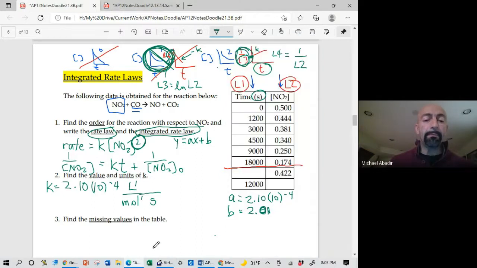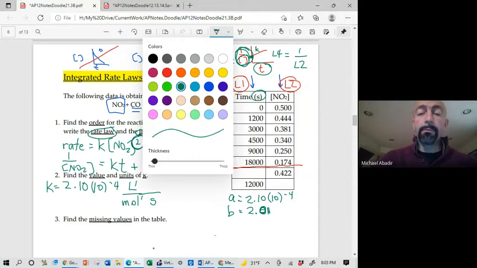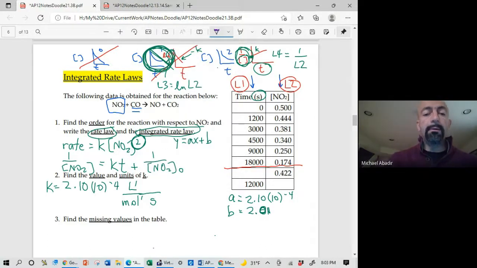All right, now we want to do number 3, which is filling in the missing values. So if we want to fill in the missing values, we're going to need to use our integrated rate law, which is 1 over, so let's see what we have first. For the first one, we have the concentration of 0.422 for the NO2. I want to see what is the time. How long does that take?